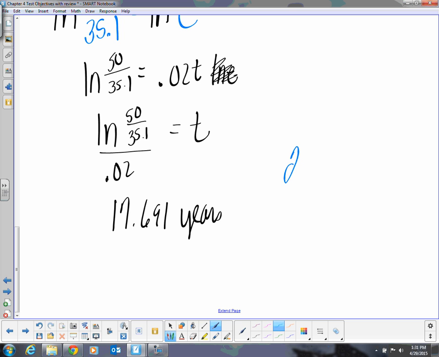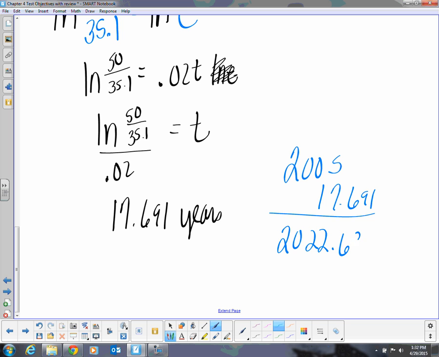You're at 2005 to start, right? And 17.691 gives you 2022, so a little beyond halfway point of 2022. Yeah, like July. July would be good, because that's over halfway. That's funny.